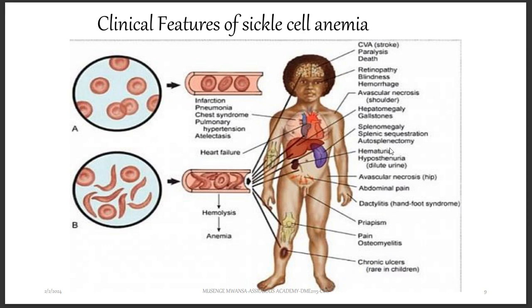All these are physical manifestations that you can identify in someone who has sickle cell anemia, and also splenomegaly. The spleen enlarges. You know that the spleen removes dead red blood cells, and here we are saying there's hemolysis, meaning the red blood cells are dying, so the spleen has to enlarge to contain all those dying red blood cells.